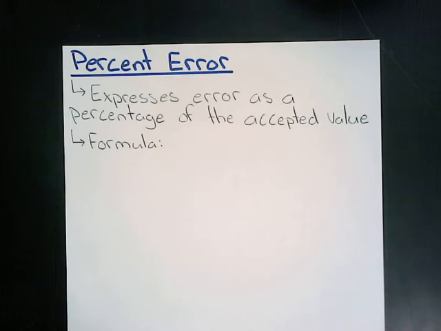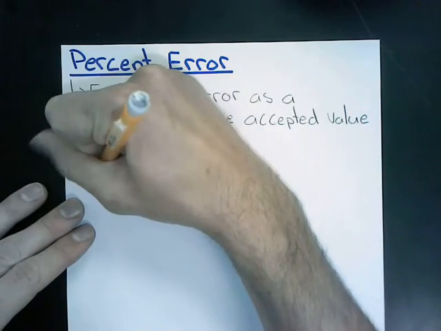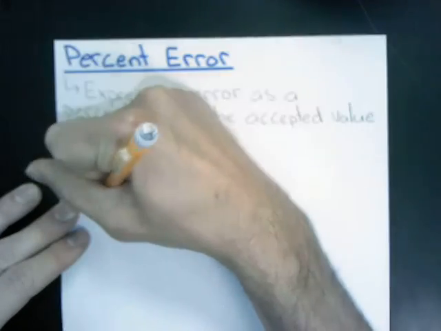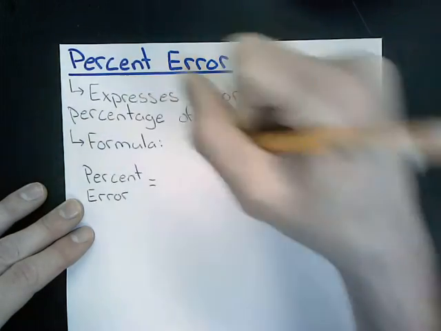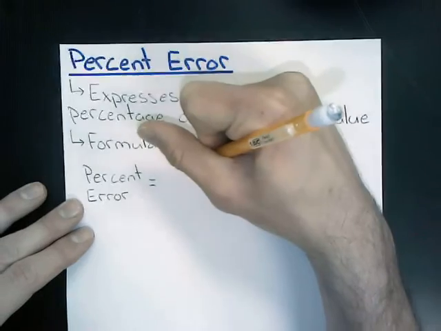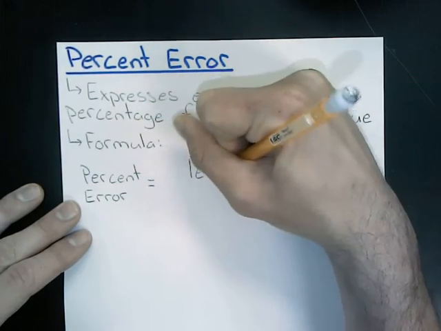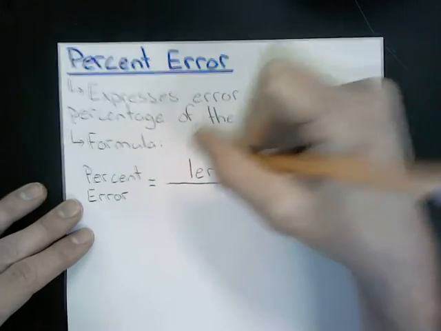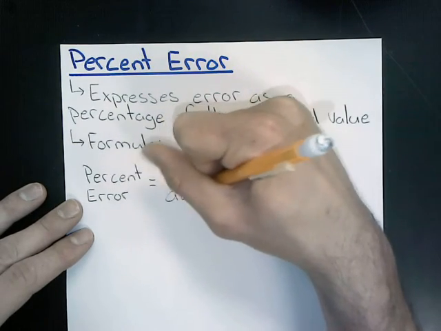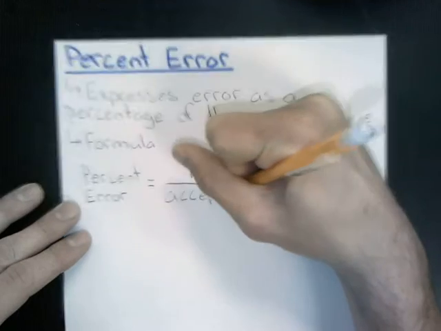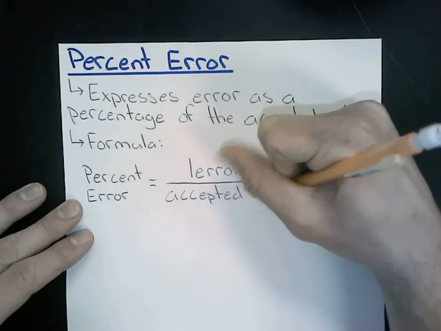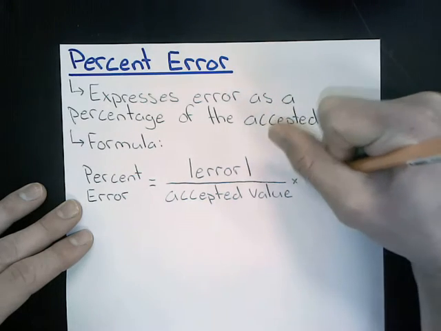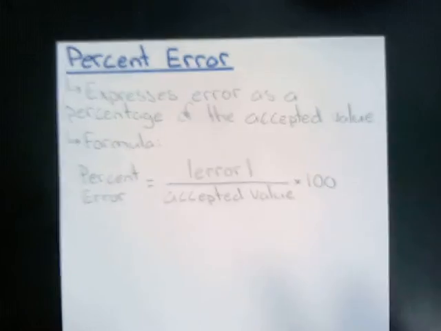And that formula is the percent error is equal to the absolute value of the error divided by the accepted value. And because it is a percent, we have to multiply what we just have here by 100.